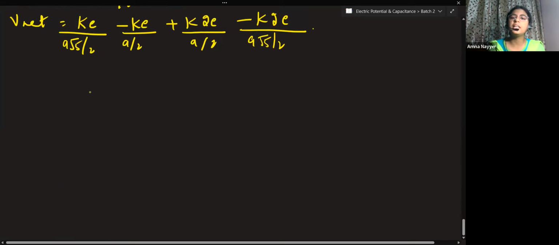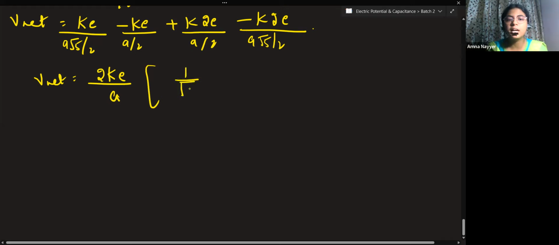Now see, V net you have. In this you can do one thing. You can take out KE common, KE by A at least you can take common. 2 KE by A, yes, this is common from every part. So 2 KE we have taken. From here, what is left? From here, 1 by root 5 is left. From here, 2 KE we have completely taken, so this will be minus 1.